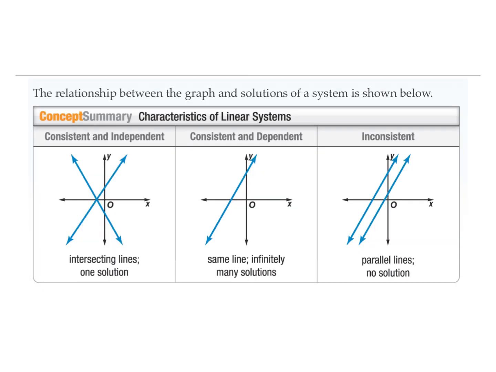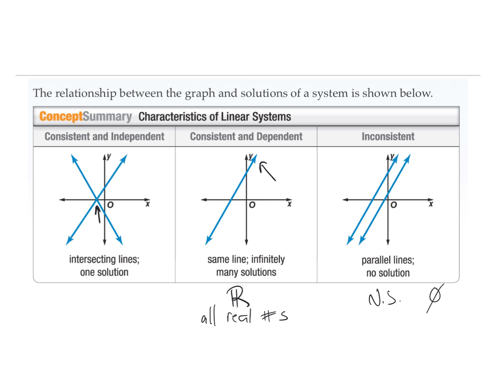Now you have 3 different types of solutions when you're solving by graphing. The relationship between the graphs and solutions of a system is shown below. You have one solution, which is where they intersect at one point. You have infinitely many solutions, also known as all real numbers, where you draw the same line twice. And then you have a set of parallel lines, which means there is no solution.